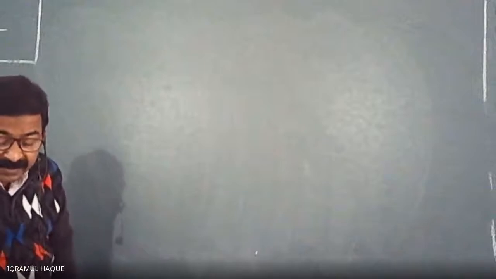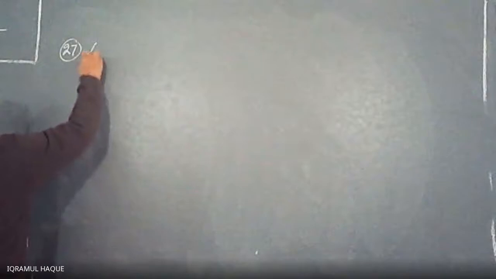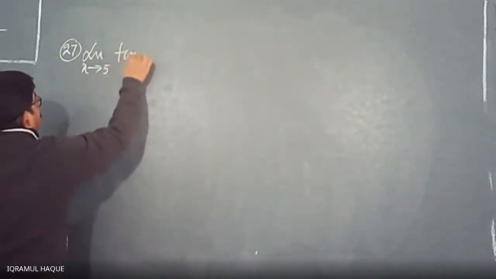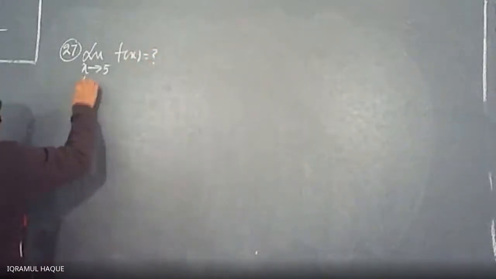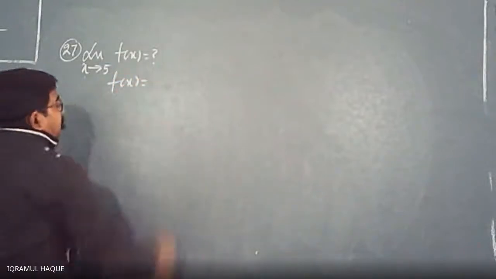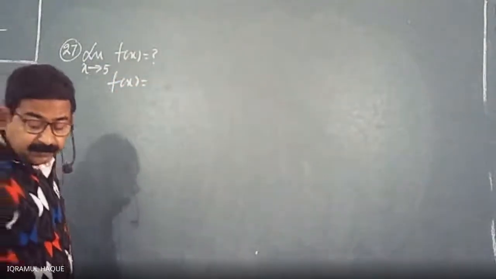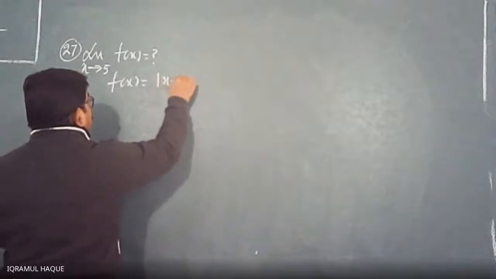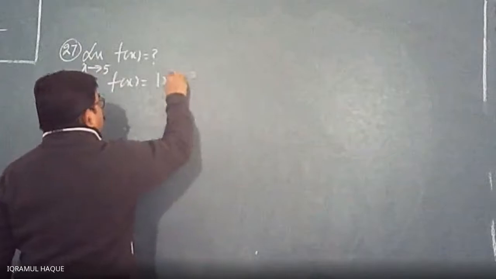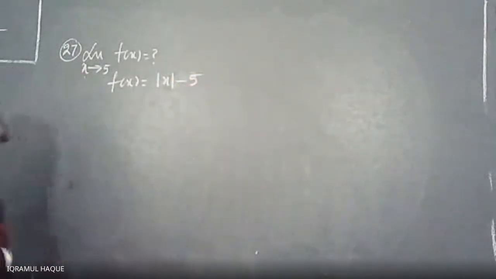Let's see question number 27. Find limit x tends to 5 of f(x), and f(x) is given as mod of x minus 5.